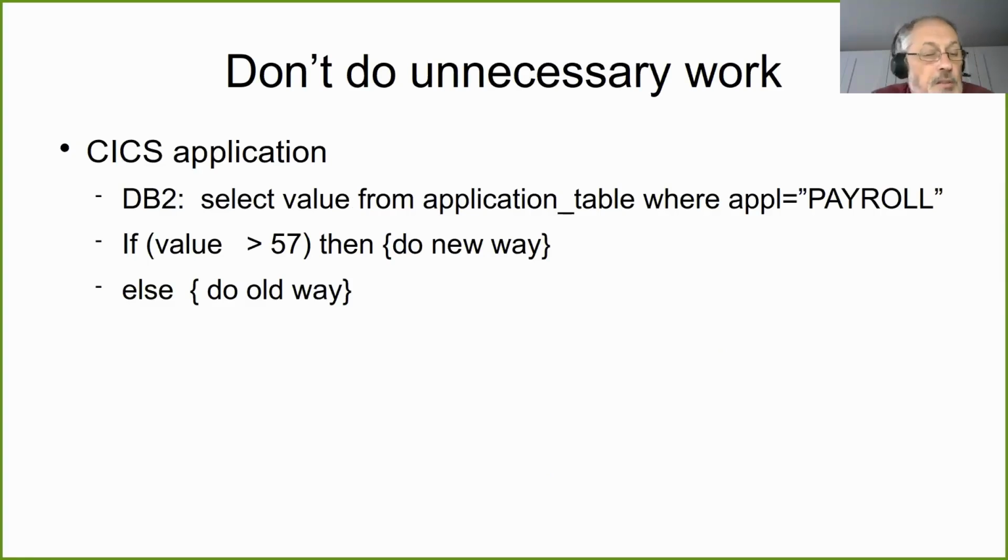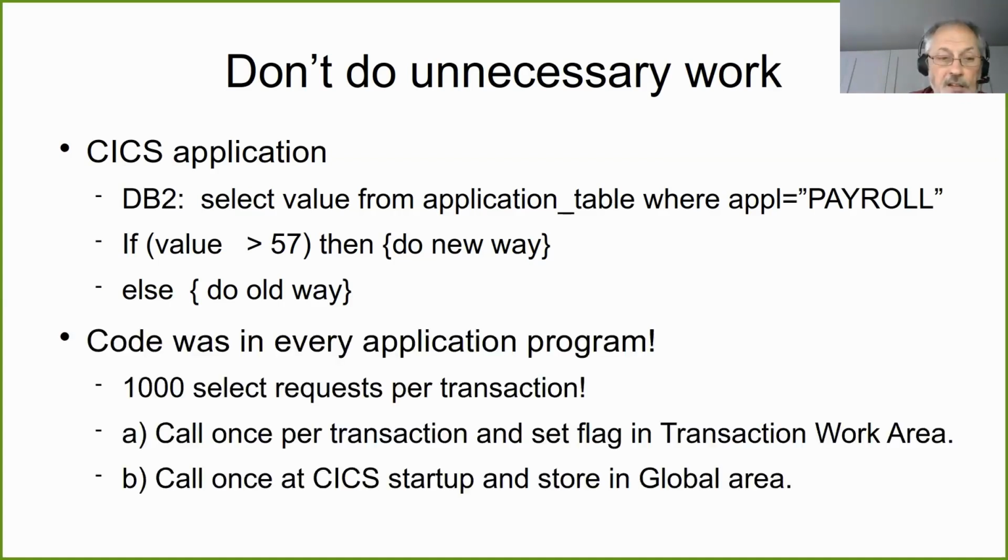Don't do unnecessary work. A customer had a very advanced application, which says, whenever you go into this program, check this flag. If it says, say, the value of 57, do it the new way. If it's less than 57, do it the old way. This allows them to disable new function very quickly and not, for example, have to restart CICS or load all the programs and things like that.